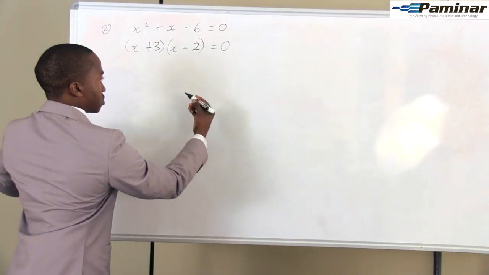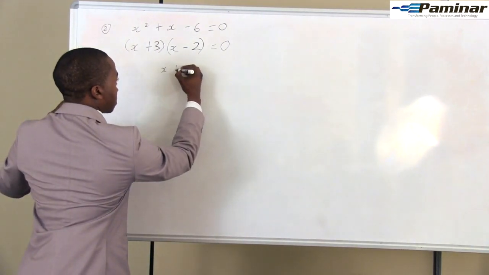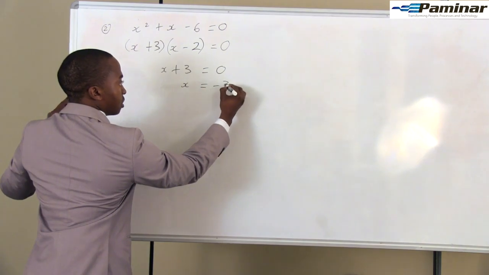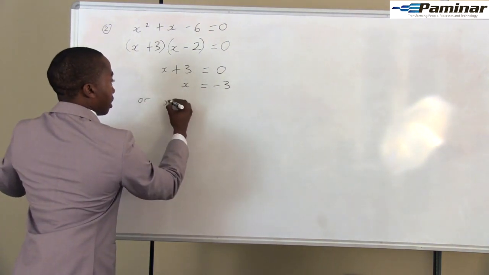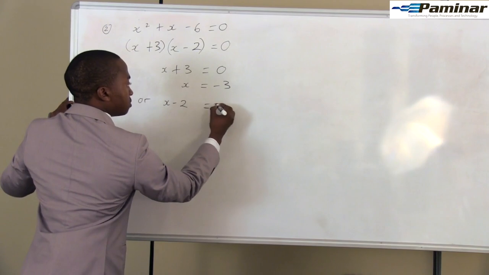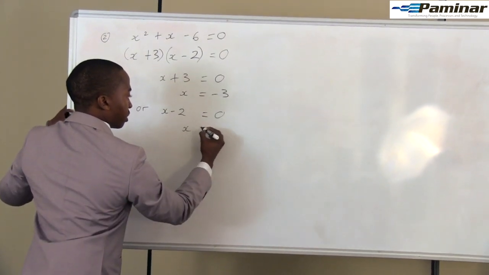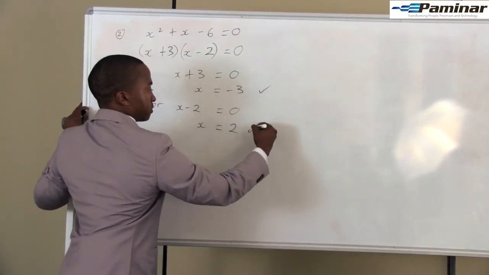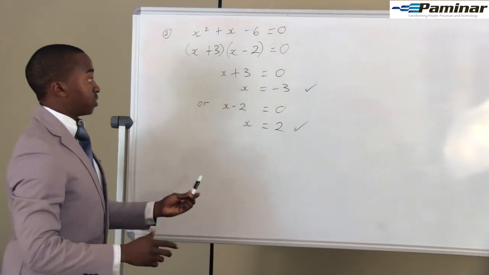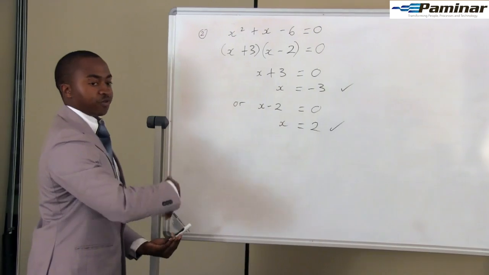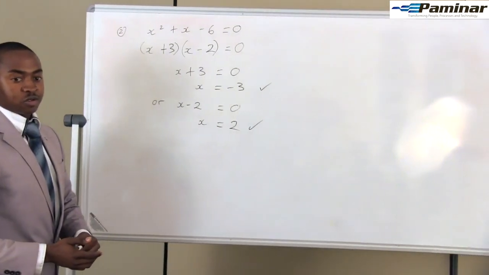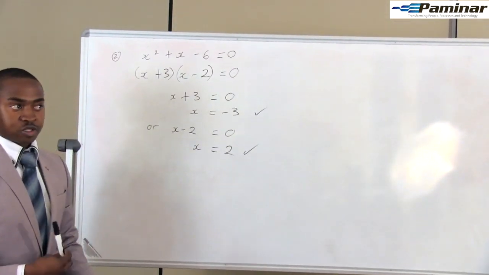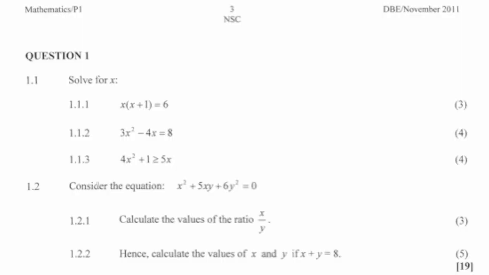So now, eventually to solve for this, as we all know, your one solution will be x plus 3 is equal to 0, and x would therefore equal negative 3. Or, the second bracket, x minus 2, will equal 0, and therefore x will equal 2. And then those will be your two answers. Okay, this might be a quicker method. If you prefer the first one, that's also a safe method to use. Okay, that's question 1.1.1 done. Let's move on to the second one, to question 1.1.2.